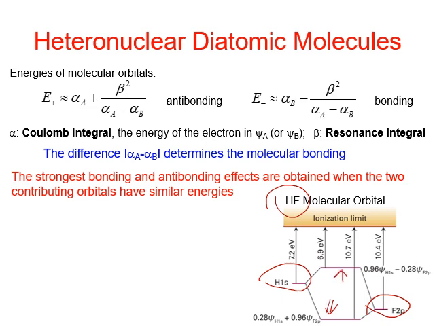The bonding molecular orbital resembles the atomic orbital of the element that is more electronegative, in this case fluorine, and the anti-bonding molecular orbital resembles the atomic orbital of the element that is less electronegative.